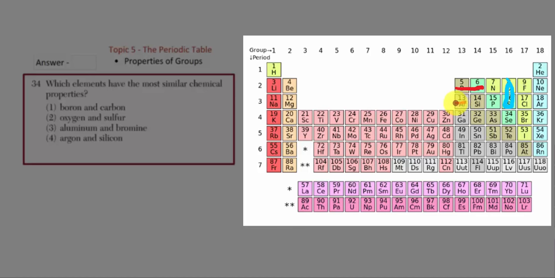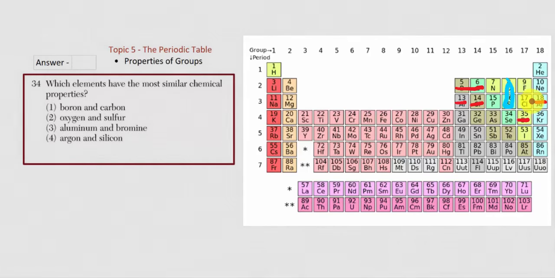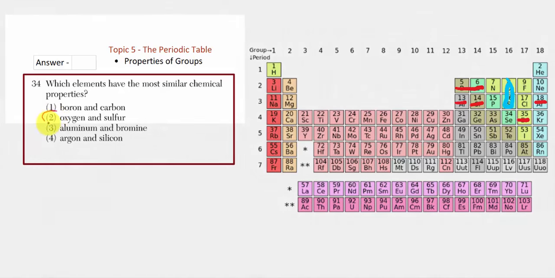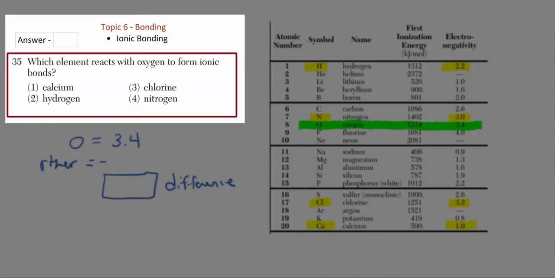Aluminum and bromine. Here's aluminum, here's bromine. Not only are they not in the same column, they're not even in the same row. Argon and silicon. Here's argon, silicon back here. They're in the same row but not the same column. So the only pair of elements that share the same column here are going to be selection 2, oxygen and sulfur. So we're going to answer 2 and move on to the next question.